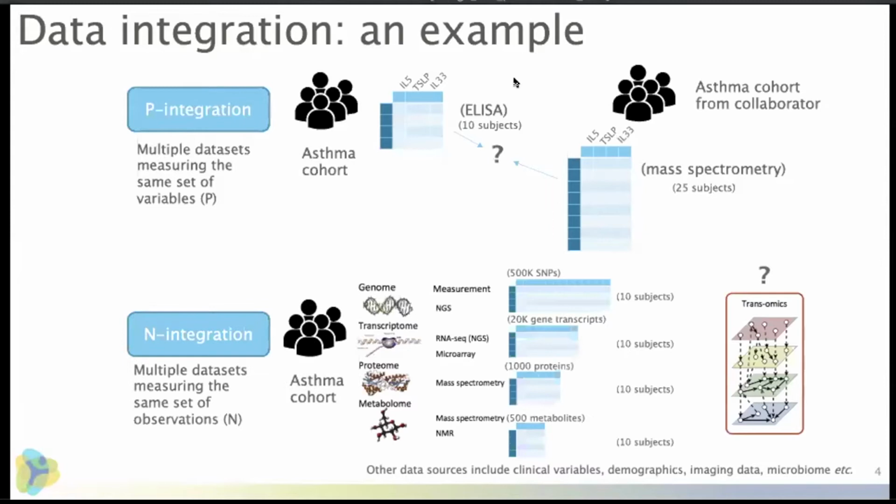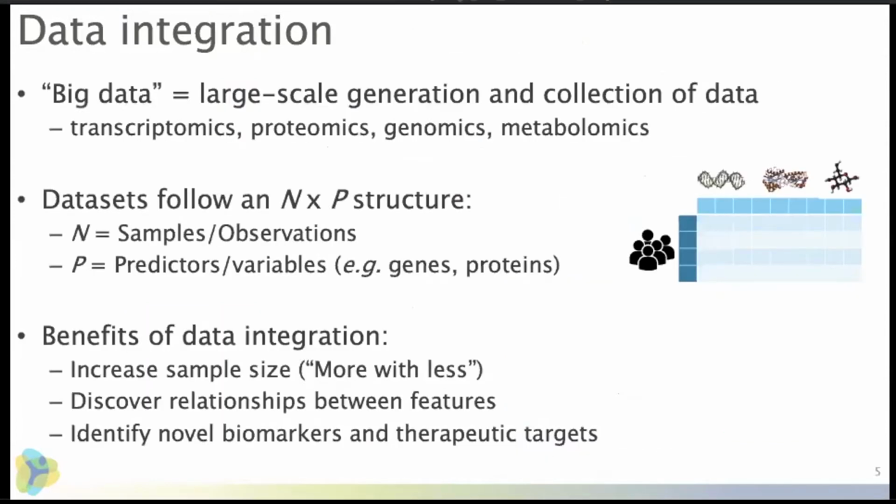We can also do something called N integration, where we integrate data sets from the same subjects. So maybe you have a cohort of asthma patients and you've measured DNA, RNA, or protein from all of them. And the goal in N integration is to analyze these data sets together and identify the relationships between molecules. So we can identify relationships between maybe RNA and DNA and proteins or metabolites, where we might not have if we were just analyzing them individually. And obviously, these can include integration of clinical and demographic variables as well. So with these examples in mind, I'll get into some more technical definitions.